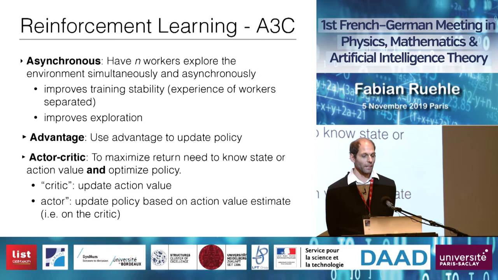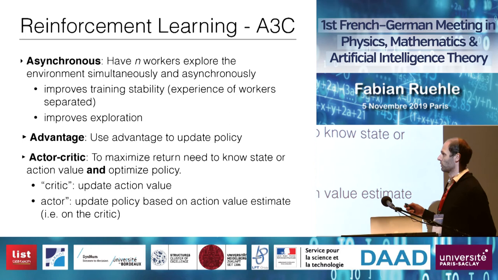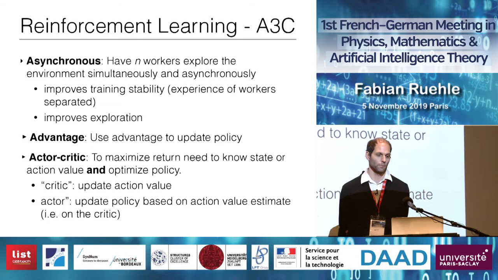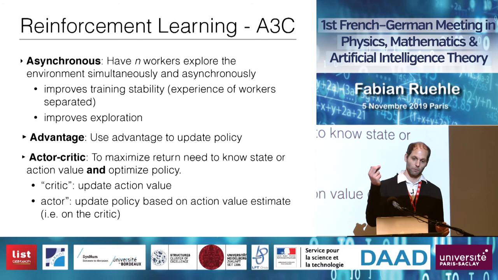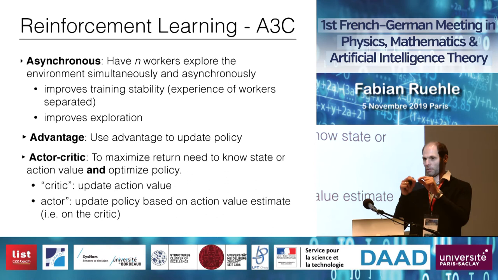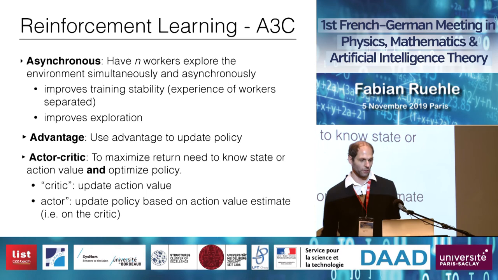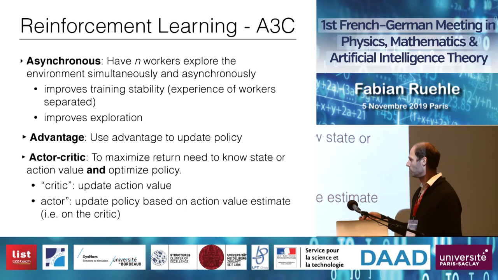This has been shown to improve the stability of training and has been shown to improve the exploration of your configuration space. Advantage means you don't train it actually on the return, but you train it on the difference between the prediction for how valuable it is to be in a state and the reward which it gets from going from the state to the next state. And actor critic is sort of just the interplay you have between two neural networks or two agents. So you have an actor and a critic.